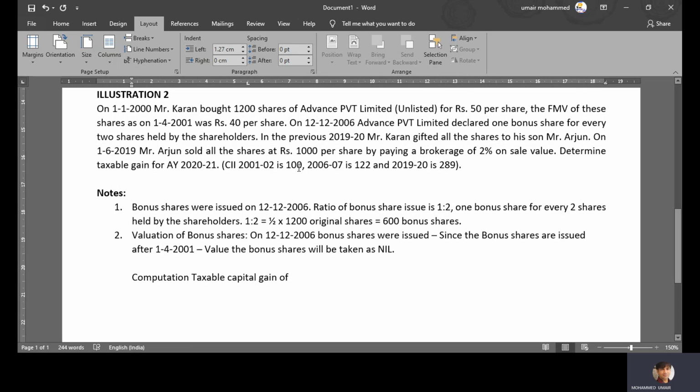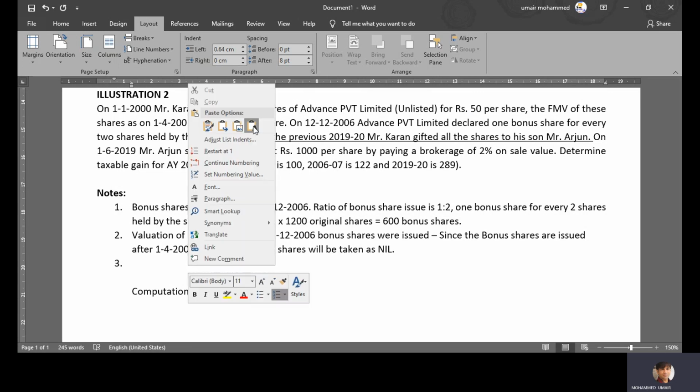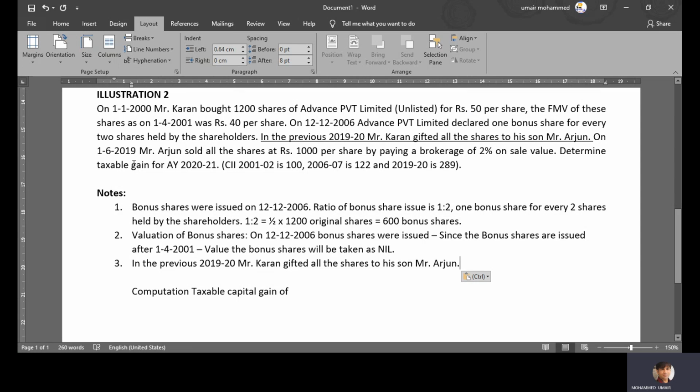But what happens here is quite interesting, and this is also important from the viewpoint of computation. It says in the previous year, that is 1920, Mr. Karan gifted his shares to his son, Mr. Arjun, and Arjun has sold all these shares on 1st June 2019. So we are computing taxable capital gain of Mr. Arjun because he is the owner of the shares and he sold the shares during the previous year and he got the shares from his father.